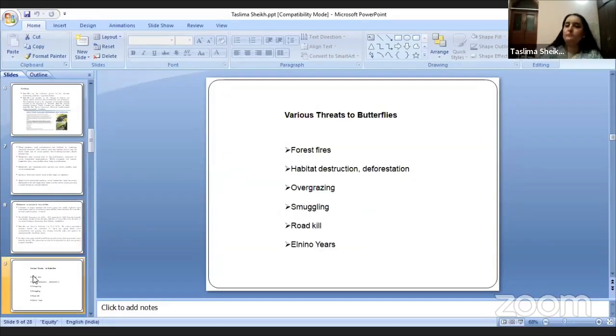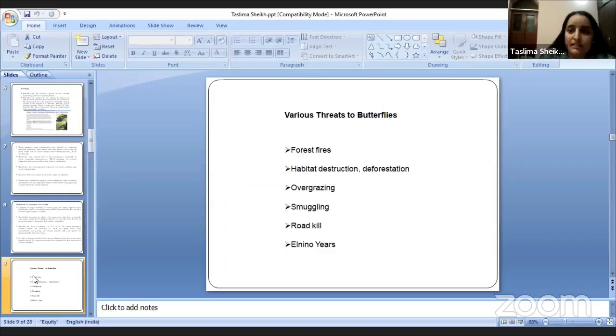So we are facing many threats for these butterflies. Recently, forest fires are happening in many states of India, Himachal Pradesh, even Uttarakhand. One Kalanga forest is being threatened by the authorities, who are going to cut around 2000 trees for installing some water plant there.